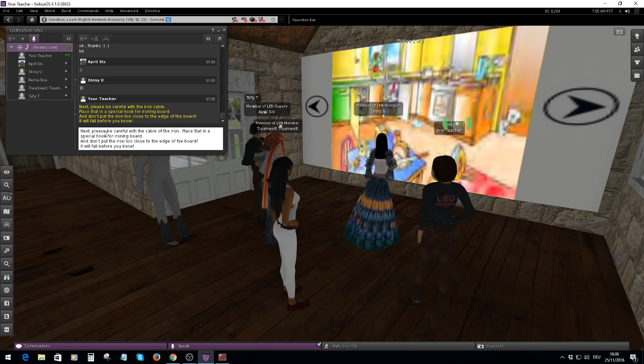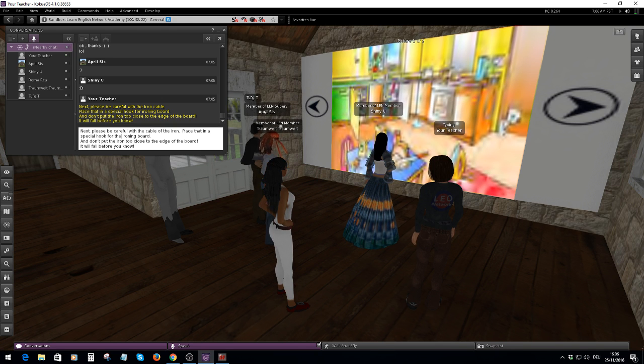Okay, "place that in a special hook for ironing board." You've got Shiny's preposition disease, article disease. "Place that in a special hook for an ironing board?" Oh, the ironing board. You've mentioned it already. In fact, I'd say place that in the special hook on the ironing board.